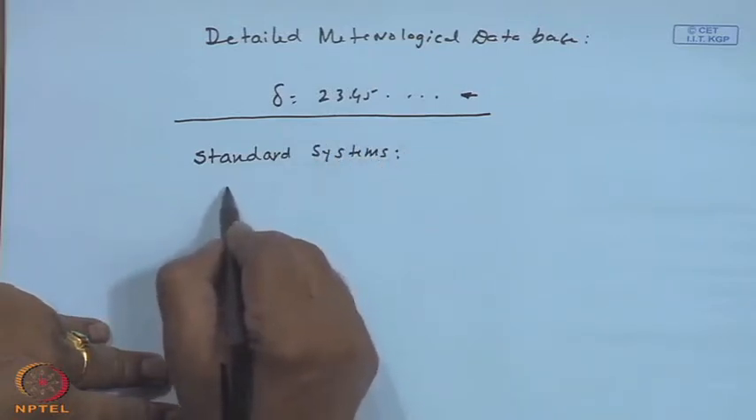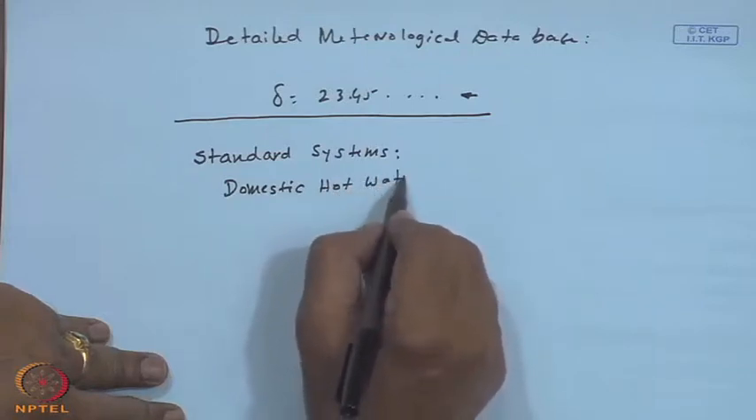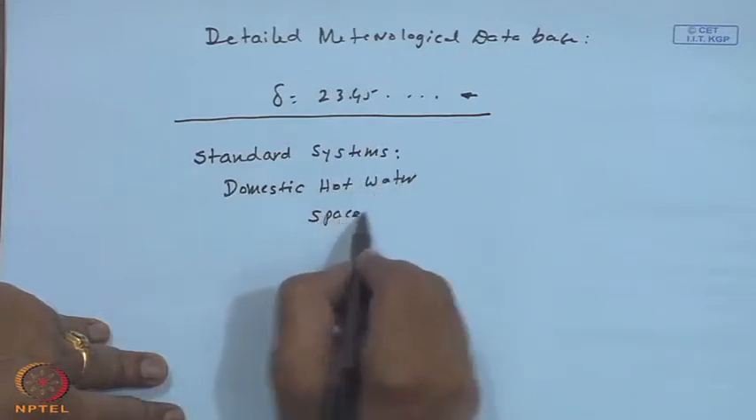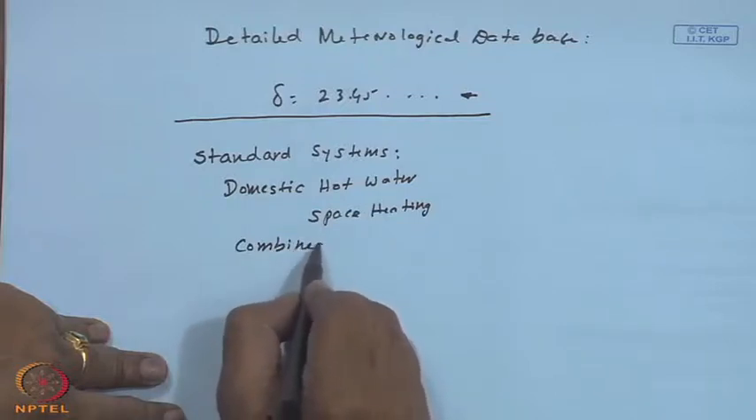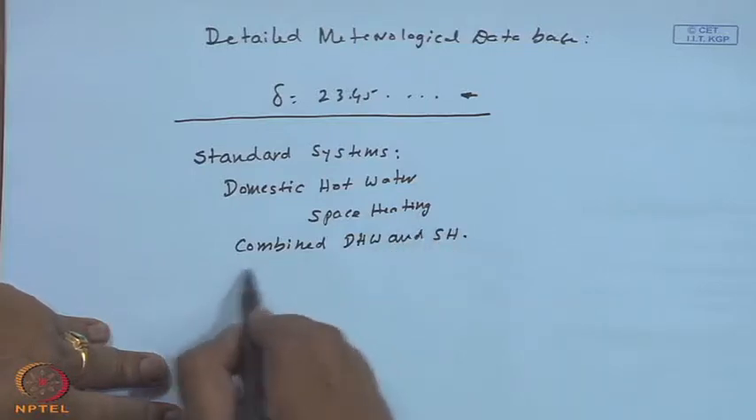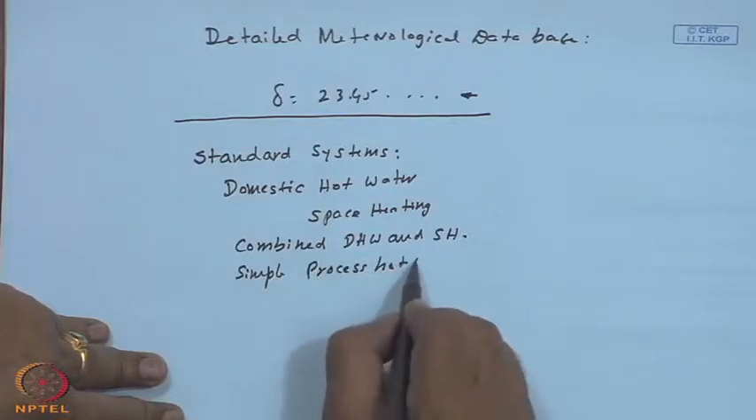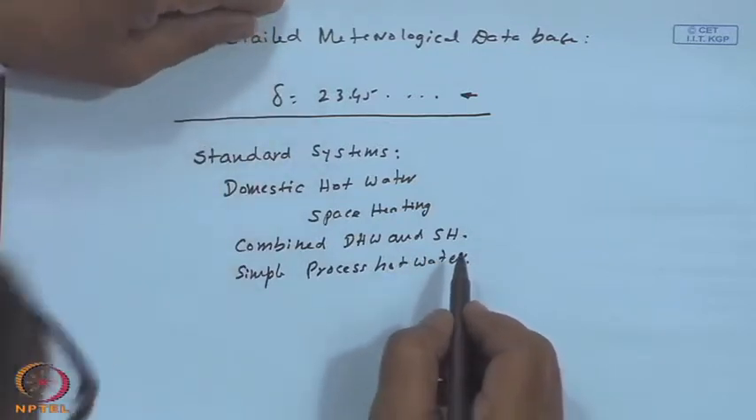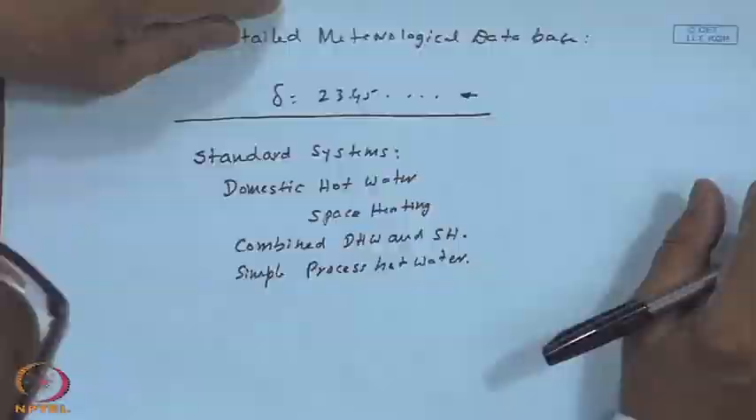Like, say for example, the most commonly used could be domestic hot water or space heating, or a combined domestic hot water and space heating, or a simple process hot water. For example, if you consider the silk industry, the cocoons are put in boiling water at a temperature of about 80, 85 degrees. Degreasing is done around 80, 85 degrees. So there are a number of applications where hot water is required at a given temperature.